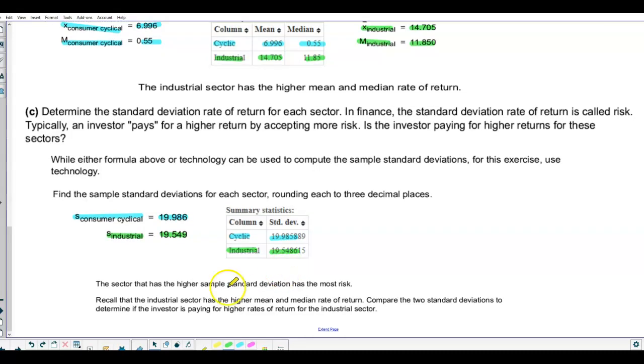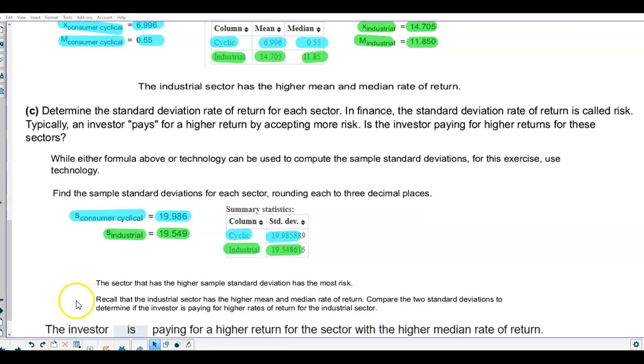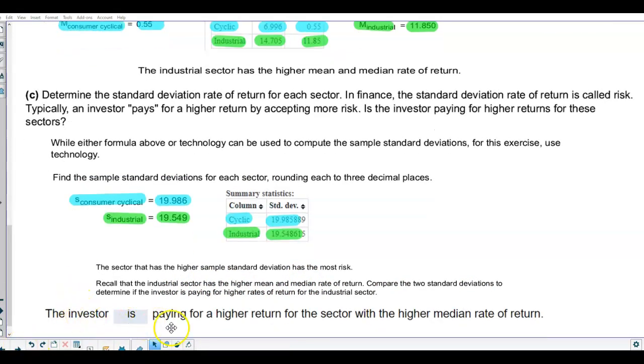The question now says that the sector that has the higher sample standard deviation has the most risk. Recall that the industrial sector has the higher mean and median rate of return, and we compare the two standard deviations to determine if the investor is paying for higher rates of return for the industrial sector. So we can say that the investor is paying for a higher return for the sector with the higher median rate of return.